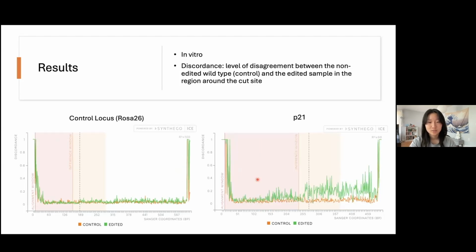This is the same control we use, except we're looking at P21 instead. If we look at the P21 graph, we see that on the bottom line in orange is the control and the top is the green line edited. And we know that once again, there's a level of discordance between the two.